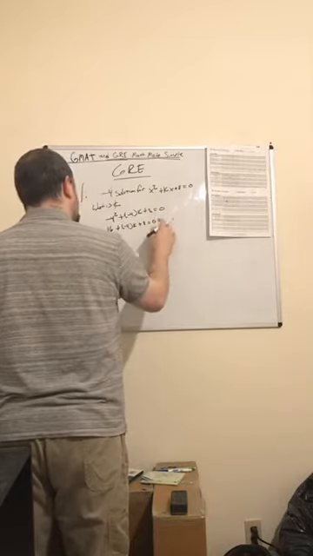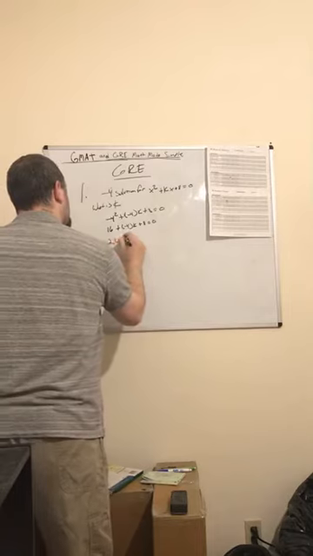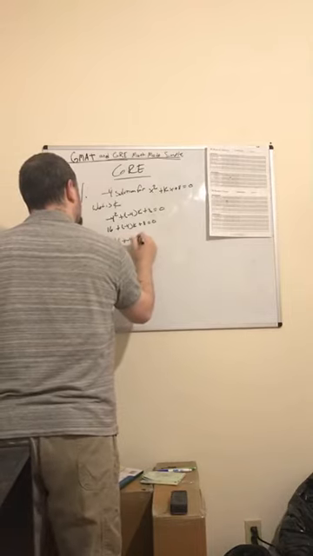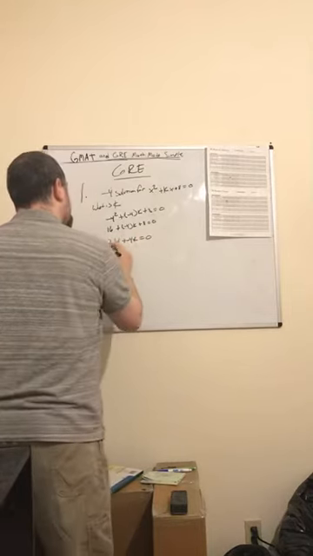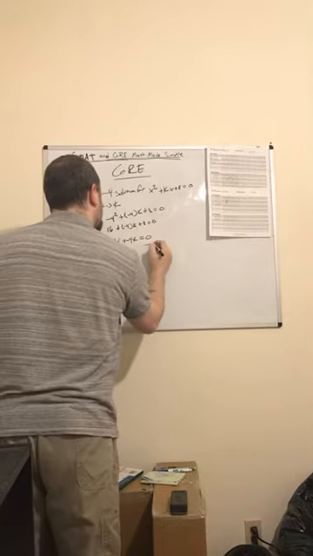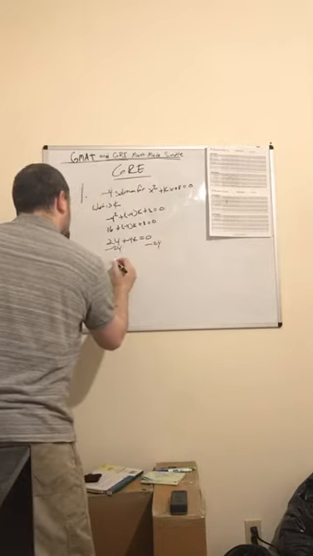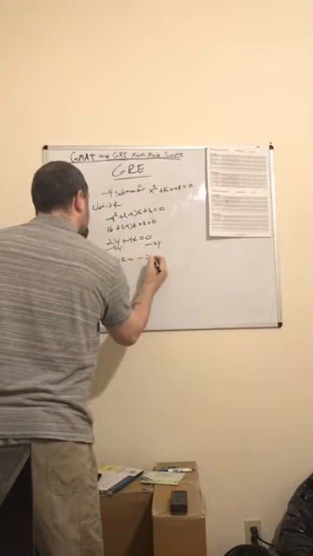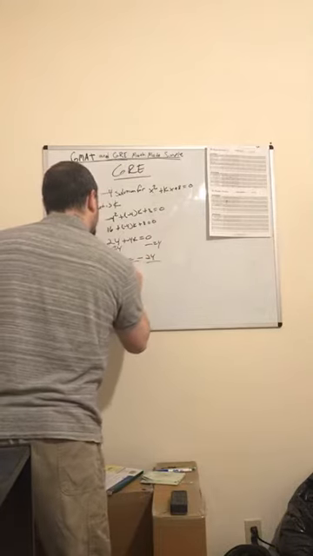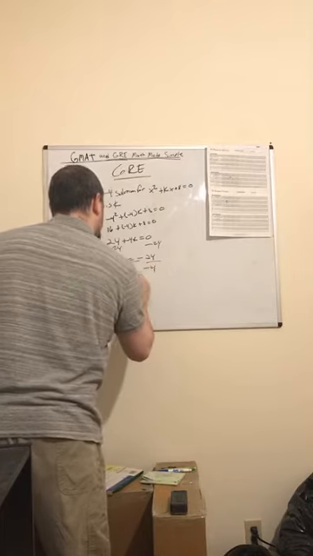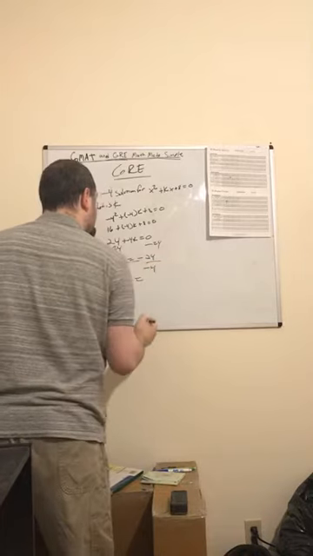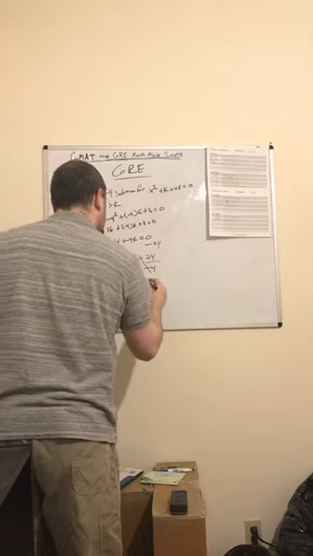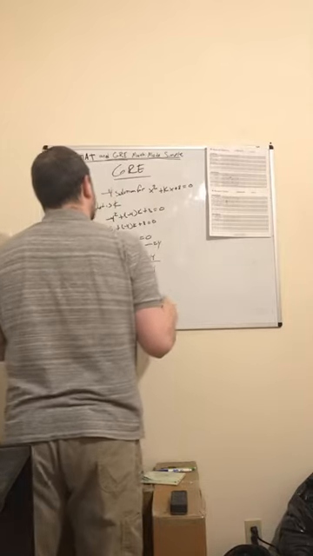Let's get the like terms together. We have 24 plus negative 4k equals 0. We'll subtract 24 from both sides. We get negative 4k equals negative 24. Divide by negative 4, and since 24 divided by 4 is 6, k will equal positive 6.